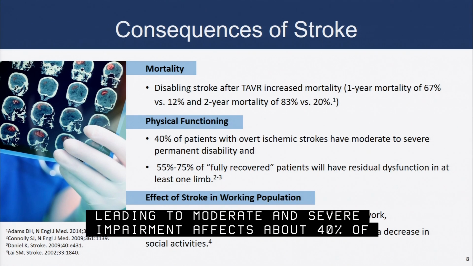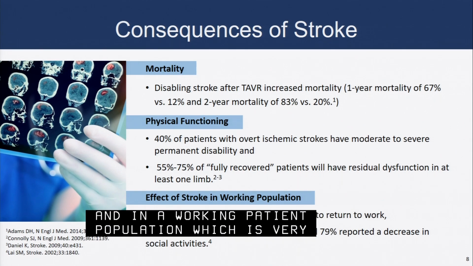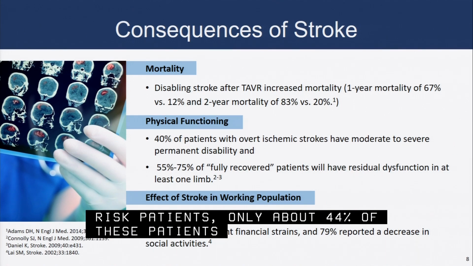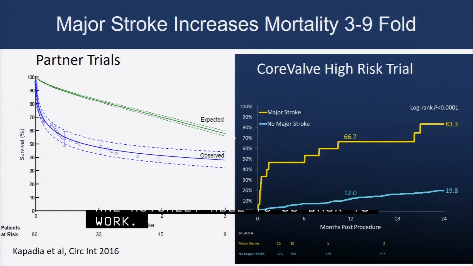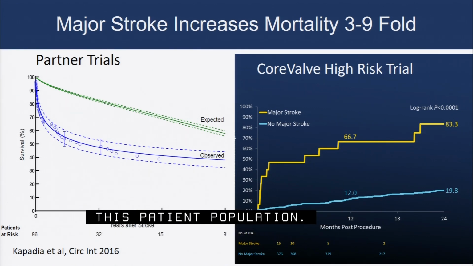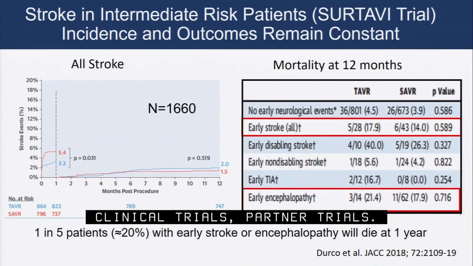And in a working patient population, which is very relevant as we're looking at indications for TAVR in low and lower risk patients, only about 44% of these patients following stroke are actually able to go back to work. So again, high morbidity, high mortality in this patient population. These are the data from the pivotal trials, PARTNER trial, the CoreValve trial, again showing a 3 to 9-fold increase in mortality rates. This is from the SURTAVI trial.